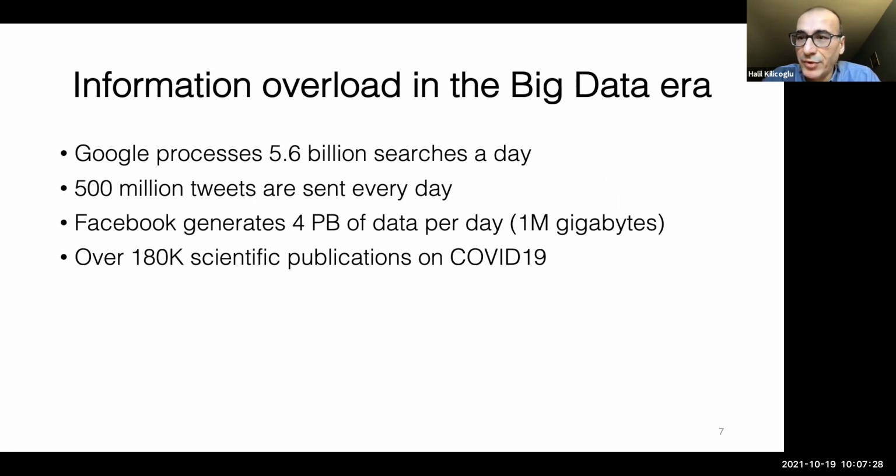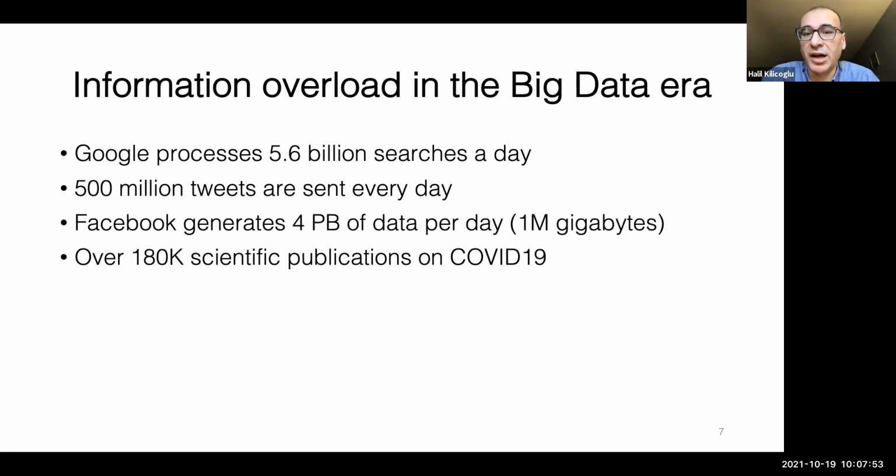Just to give some examples, Google processes 5.6 billion searches every day, and there are 5 million tweets sent every day. And Facebook deals with 4 petabytes of data per day, 1 petabyte corresponding to 1 million gigabytes. So these are huge amounts of data, essentially, and this is mostly text data.